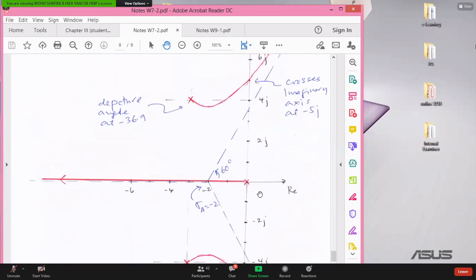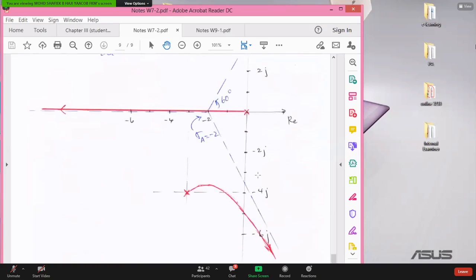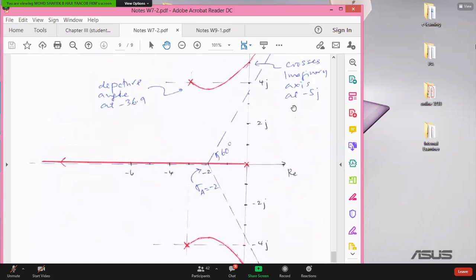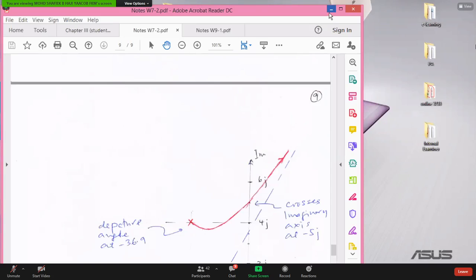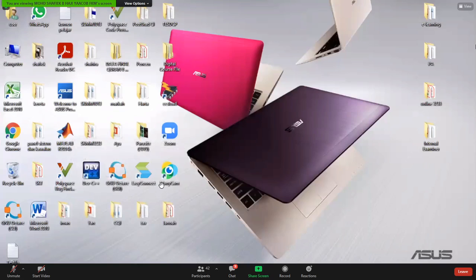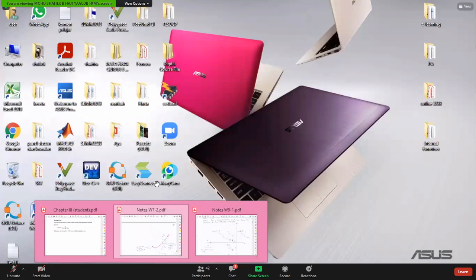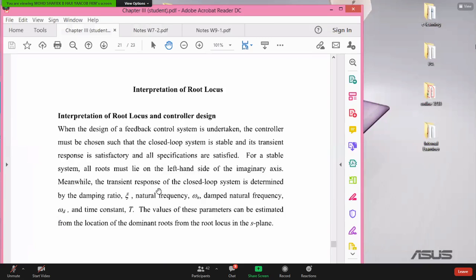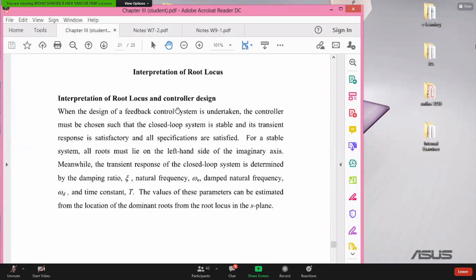Okay, so after all the pain that we have gone through, what do we get out of this? Our main objective is to design the controller K. Interpretation of root locus and controller design. So this is the topic that we want to discuss today. How do we interpret the behavior of the system?